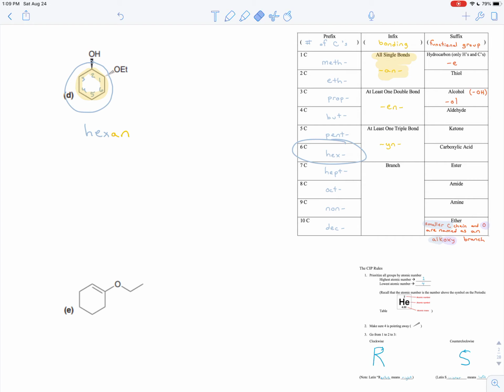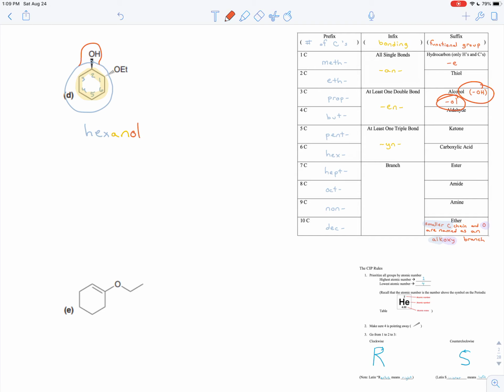And the suffix. Now the suffix is, if you look at the rest of this, we actually do have a functional group. This functional group here, this OH here, is an alcohol. And so the suffix for the molecule is going to be OL, hexanol.